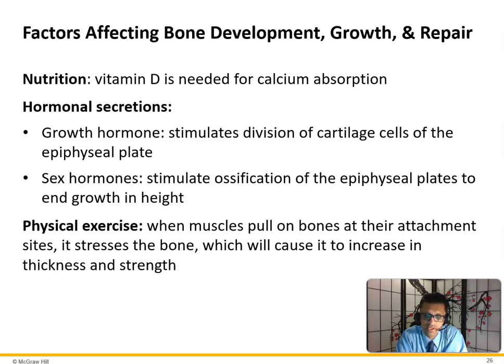You definitely want physical exercise. When muscles pull on bones at their attachment, it stresses the bone, which causes it to increase thickness and strength. If you don't use it, you lose it, right? So this is why we encourage patients that have osteopenia, which is the precursor to osteoporosis, to do weight-bearing exercises. That's the best way to prevent further loss, because you're going to stress the bone. So the body's going to say, oh, if they're putting stress on it, I'm going to have to lay down more osteoblasts so that osteoclasts don't break it down.